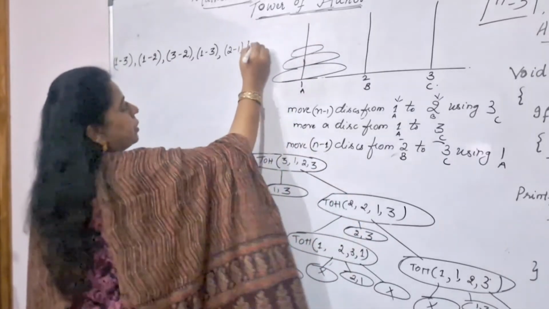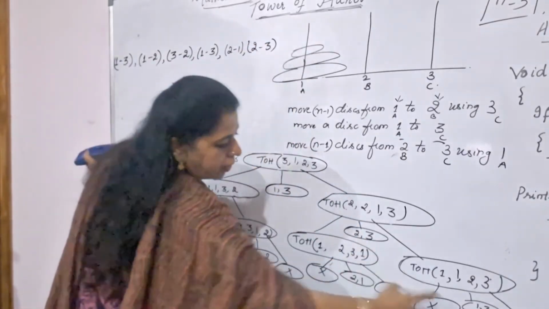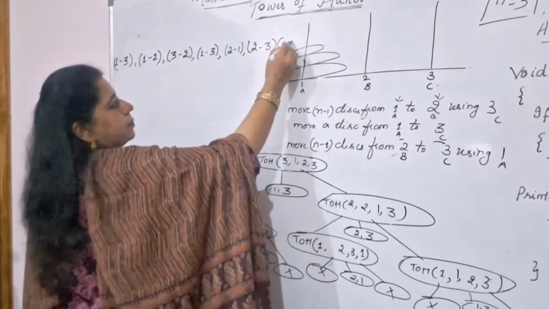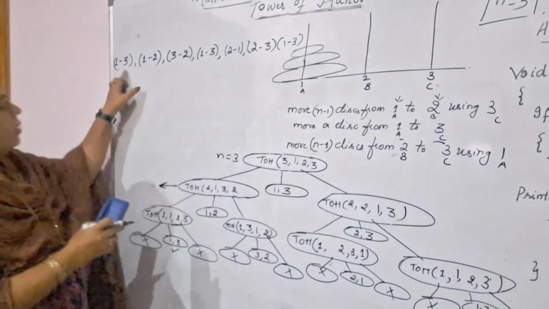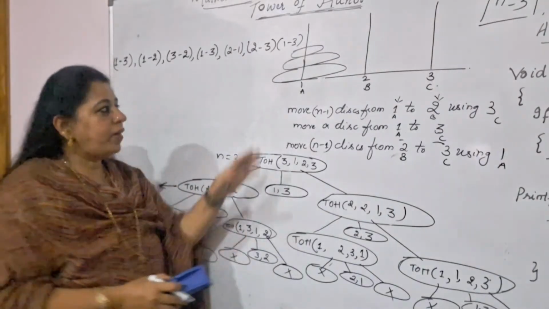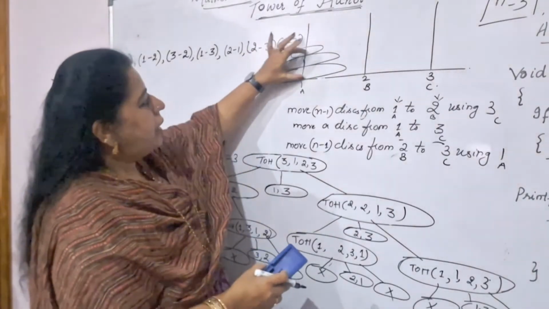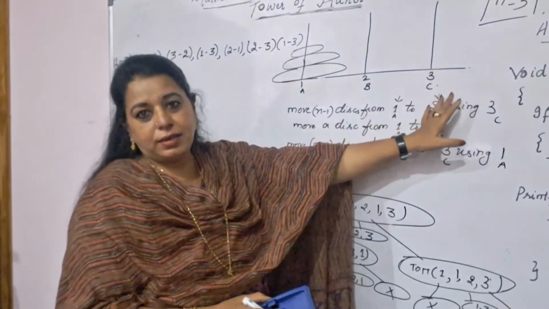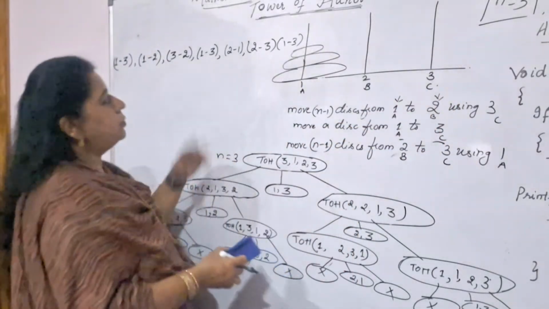Then comes 2 to 3. Then comes what? 1, 2, 3. Okay, how many? 1, 2, 3, 4, 5, 6, 7. 7 moves are required finally here to move these 3 disks from the source tower to the destination tower. We shall use these 7 moves.